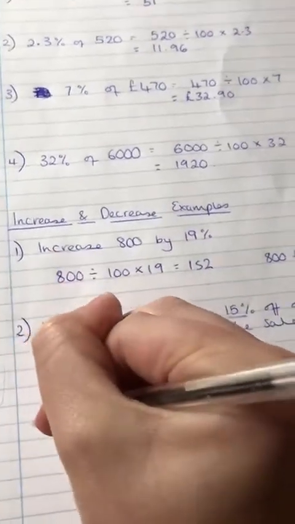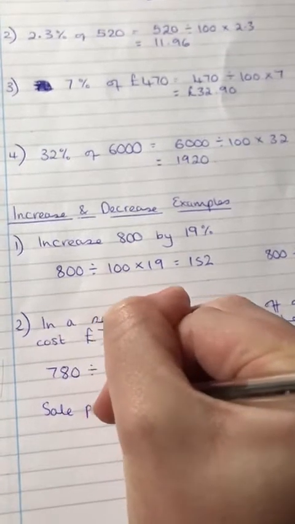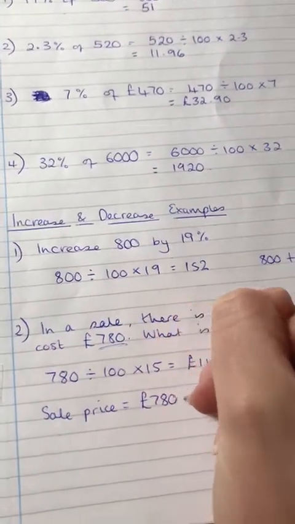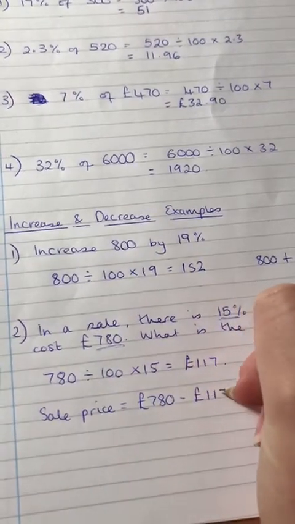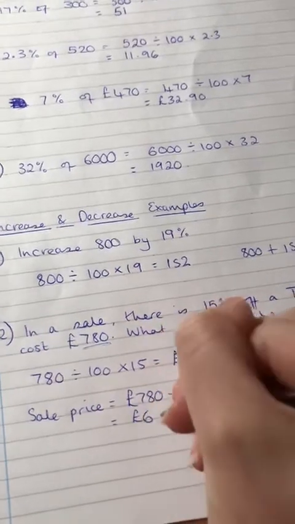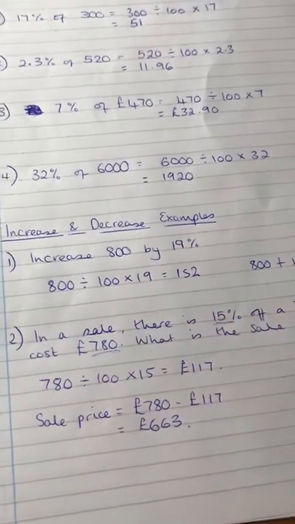So then to work out the sale price, do 780, take off 117, which is going to leave you with £663. And that is your final answer.